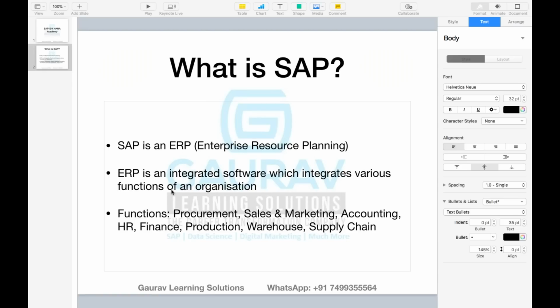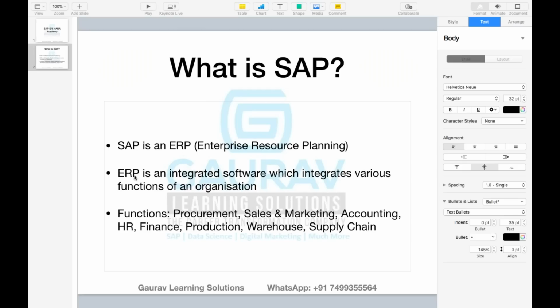And that is exactly what ERP does. ERP is not just a small software which can be implemented separately for each function. ERP is an integrated software which integrates various functions of an organization. This is very important. And SAP is an ERP. So we are not saying SAP is only the ERP available. There are many other ERP products available in the market. Some are small, some are big.